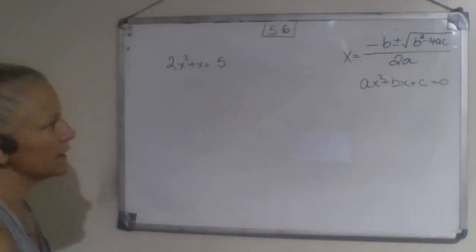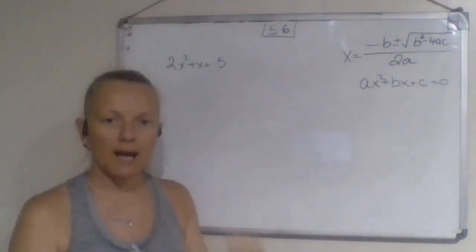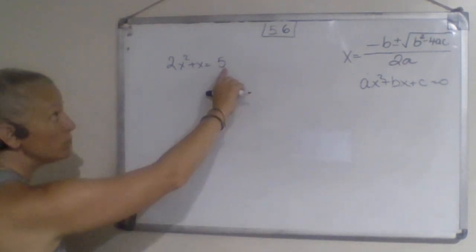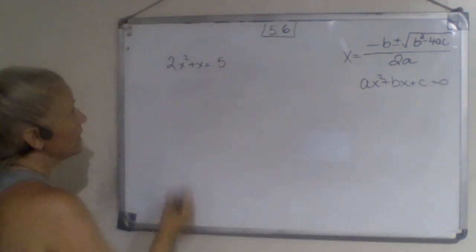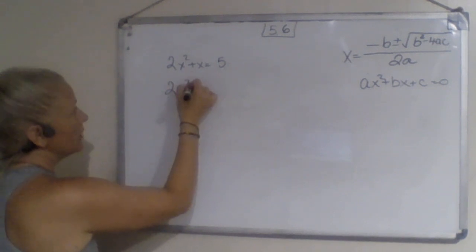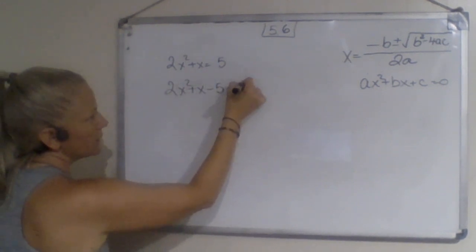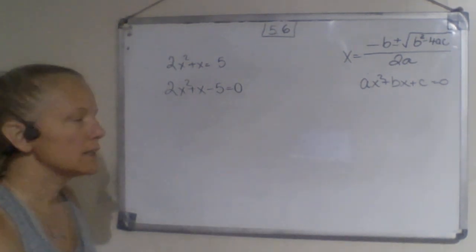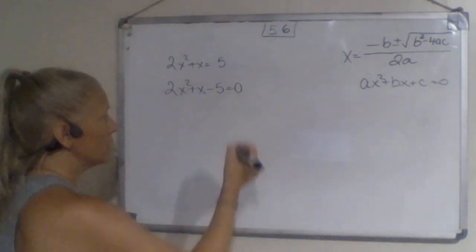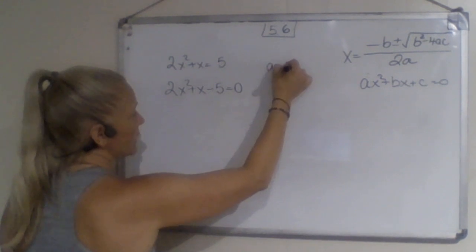And if you remember, we said as soon as you hear the word solve, it has to equal 0. So I need to move my 5 to the other side. I get 2x squared plus x, and how do I move it? By minusing it, equals 0. I'm good. And I made you do this last year, I'm going to make you do this here. Again, a is 2. Please write them down.